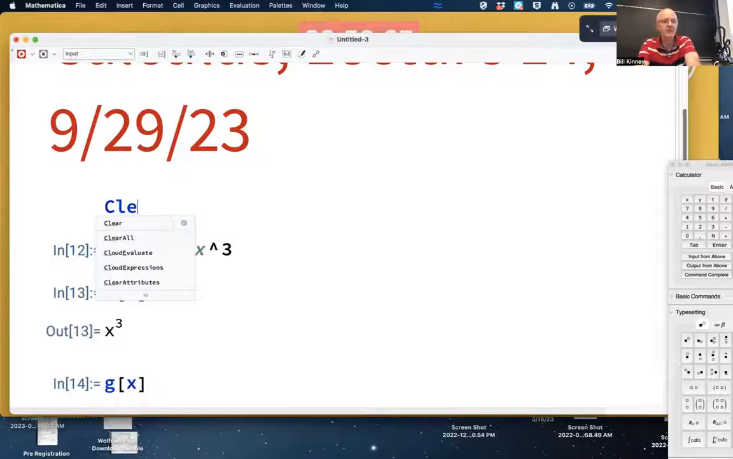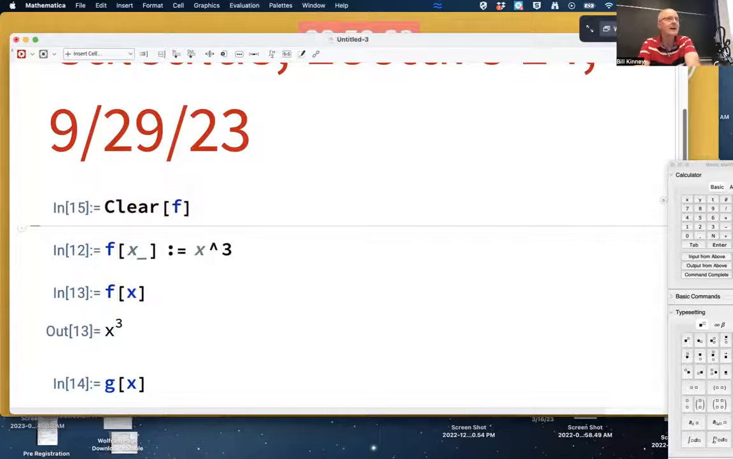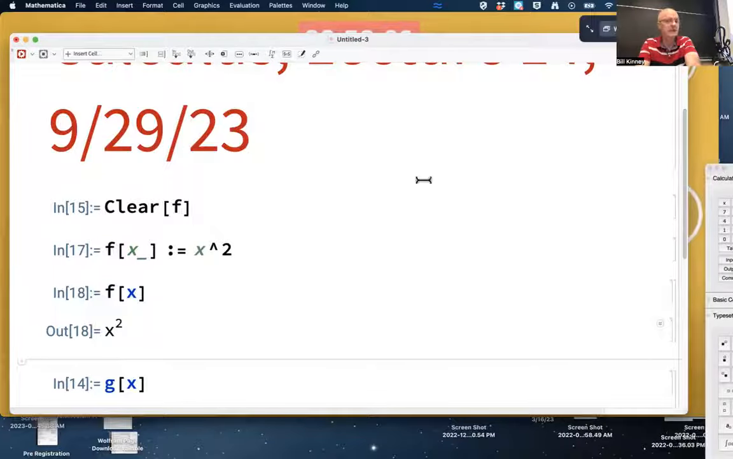I could clear f like this, clear f. And now f of x is nothing. But then if I re-enter f of x equals x squared, now f of x is x squared. You know, we did that kind of fast. You can define functions, you can clear them from the memory, is what we're talking about there.